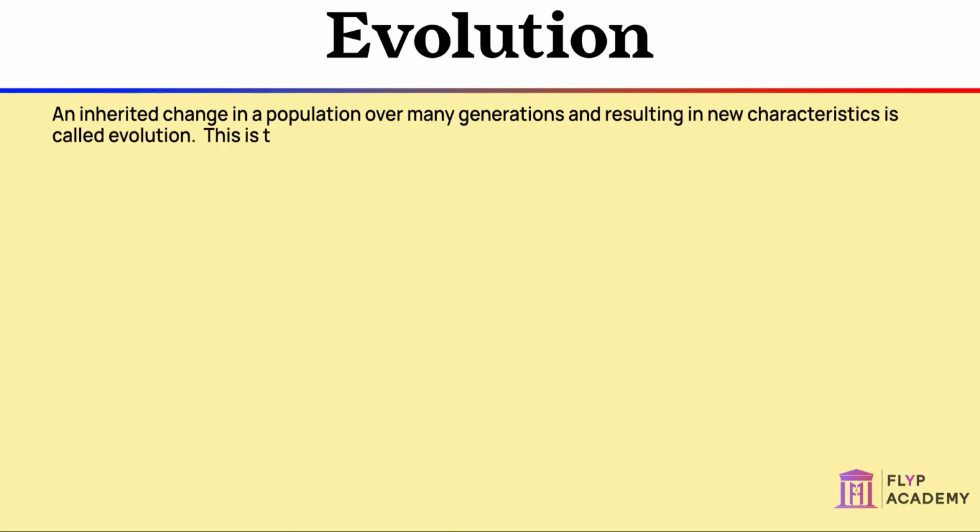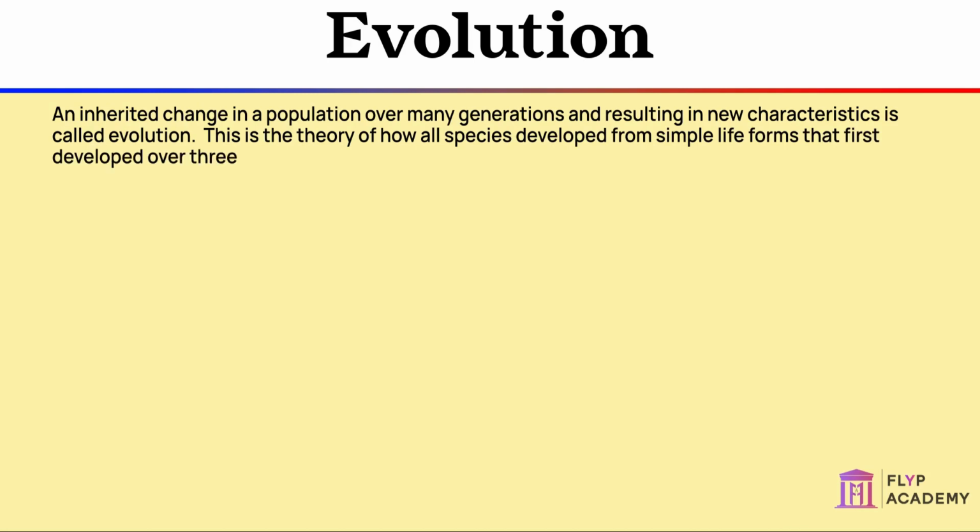An inherited change in a population over many generations and resulting in new characteristics is called evolution. This is the theory of how all species developed from simple life forms that first developed over 3 billion years ago. This theory was proposed by Charles Darwin. The principle behind this progressive change in a species is a process called natural selection. Natural selection dictates that organisms that are best suited to their environment will survive longer and be healthier than others, meaning that they are more likely to breed and pass on their characteristics.